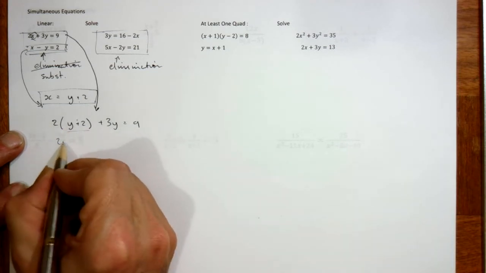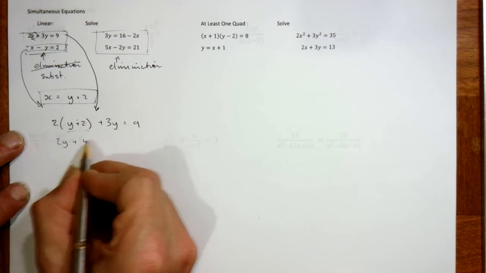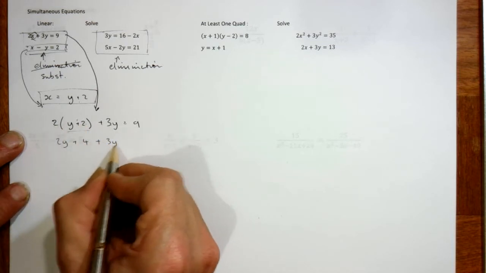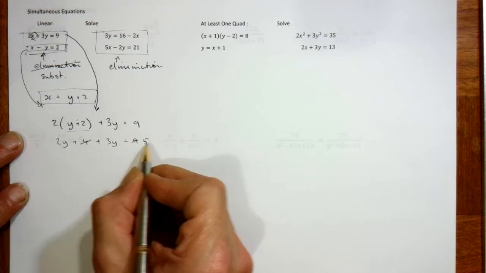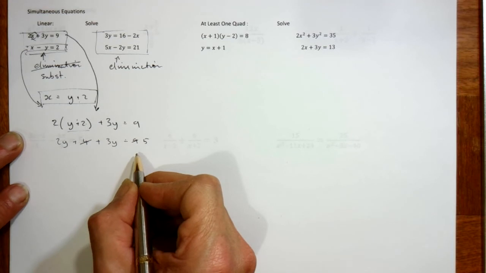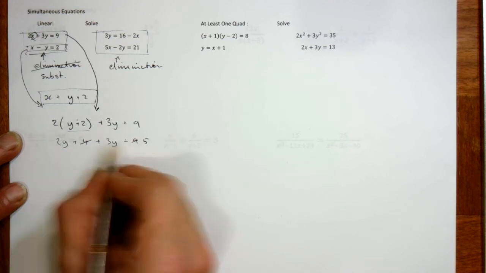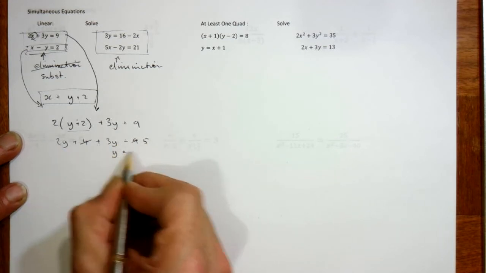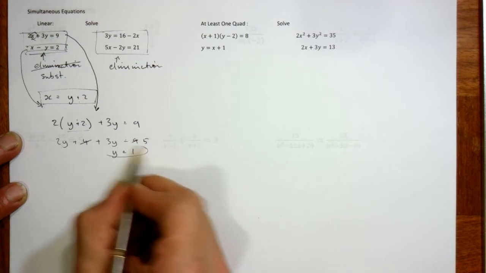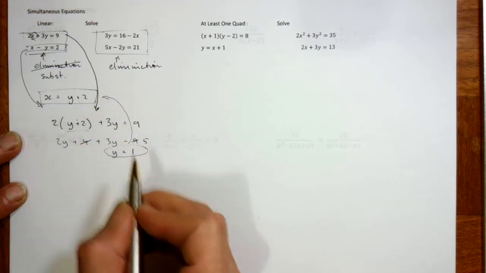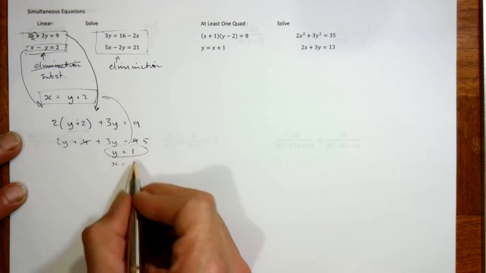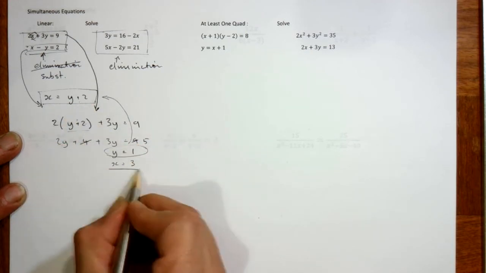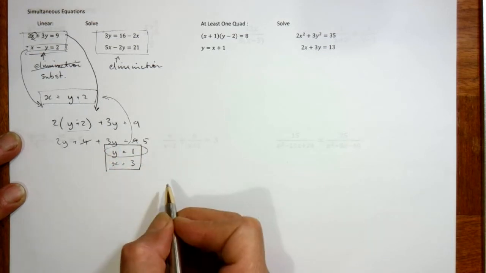So 2y's plus 2 2's, which is 4, plus 3y's is equal to 9. Get rid of the 4, so that all y's are on one side, the numbers on the other side. 5y's are equal to 5, so y is equal to 1. And now we can sub that back into there and find the x value. So x is equal to y plus 2, 1 plus 2 is equal to 3. And there's our pair of values.